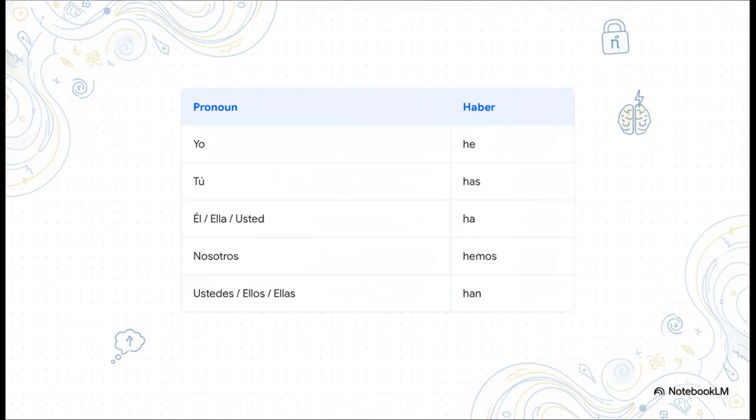Ready? For yo, it's he. For tú, it's has. For él, ella, or usted, it's ha. For nosotros, it's hemos. And for ustedes, ellos, or ellas, it's han. So that is he, has, ha, hemos, han. Memorize those 5 little words and boom, you've got half the tense perfectly built.